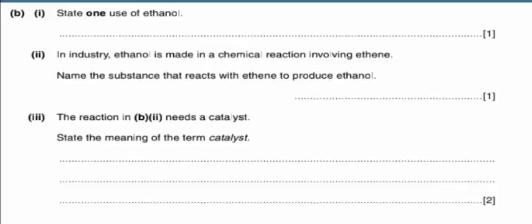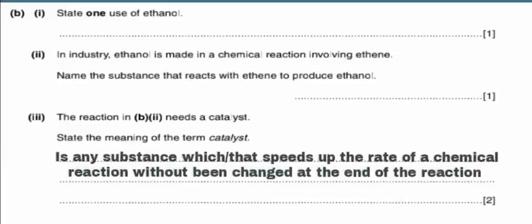Then the last one, Roman numeral number 3. The reaction in B, Roman numeral number 2, needs a catalyst. State the meaning of the term catalyst. A catalyst is any substance which speeds up the rate of a chemical reaction without being changed at the end of the reaction. So that was the last one.